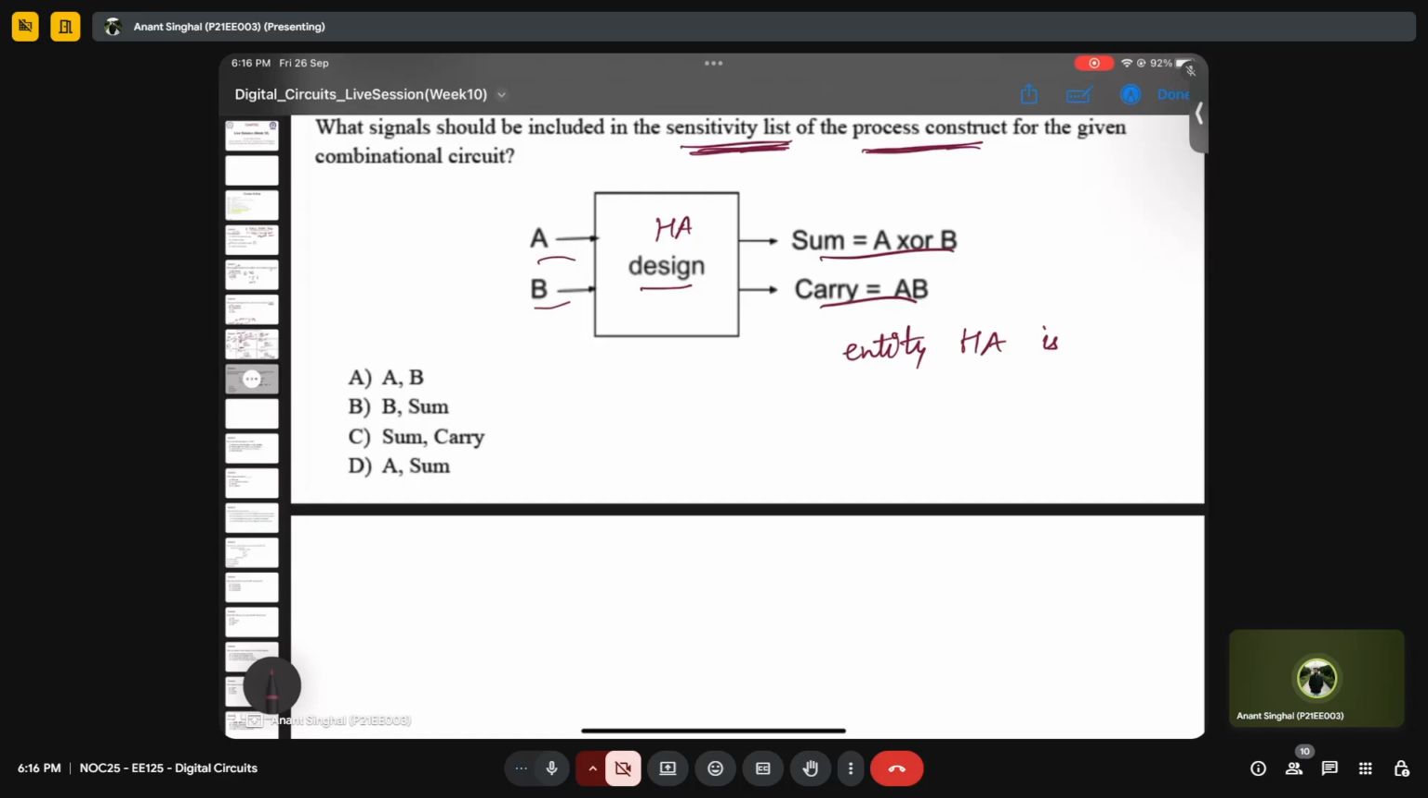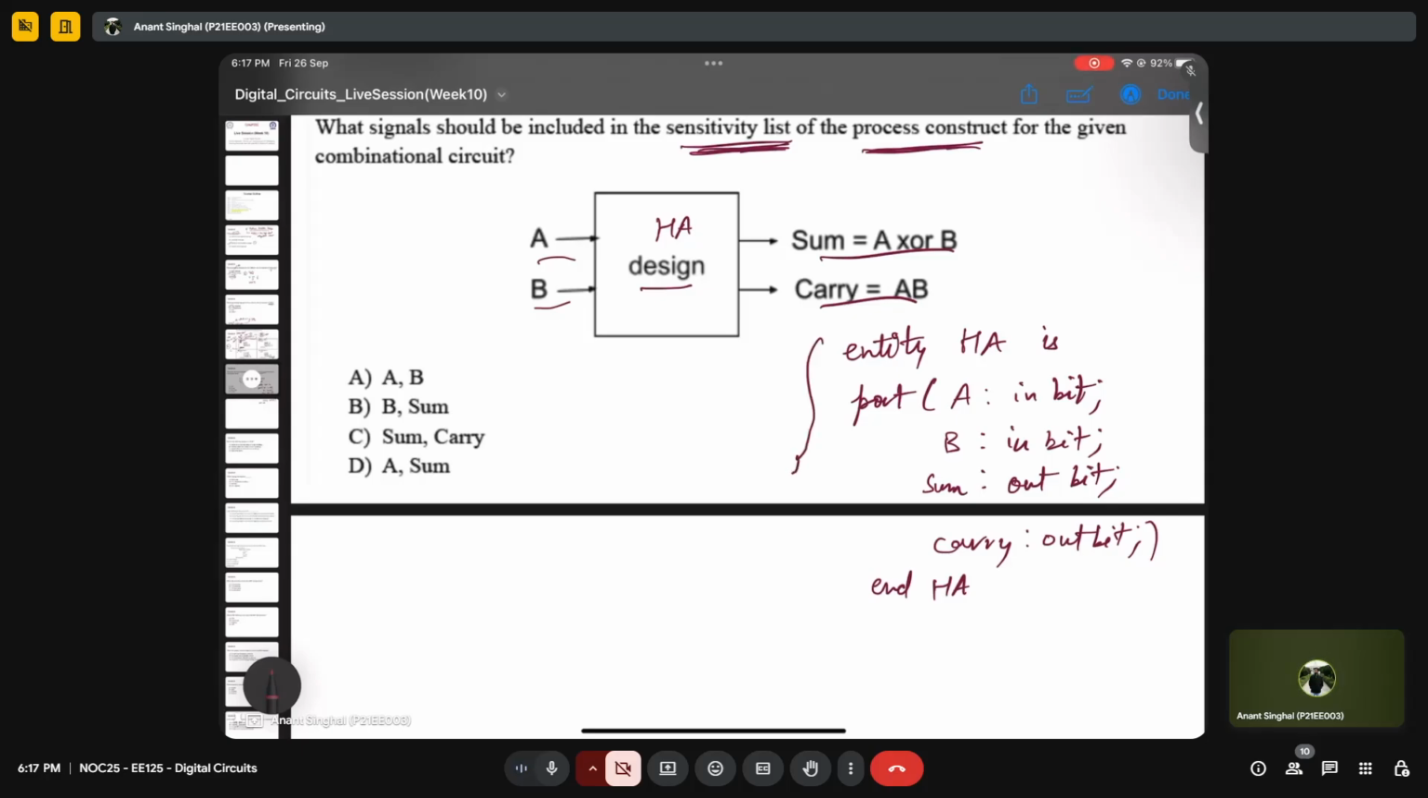So let's say this is the half adder, and again we'll use the same thing, which is port. The first port is A, which is an input port in the form of bit. Then B is again an input, again in the form of bit. Then we have a variable named sum, which is out, and then we have a carry, which is again out. We'll close this and then write end design or HA. So this is what we have already seen. This is one construct which is basically used to define your circuit.